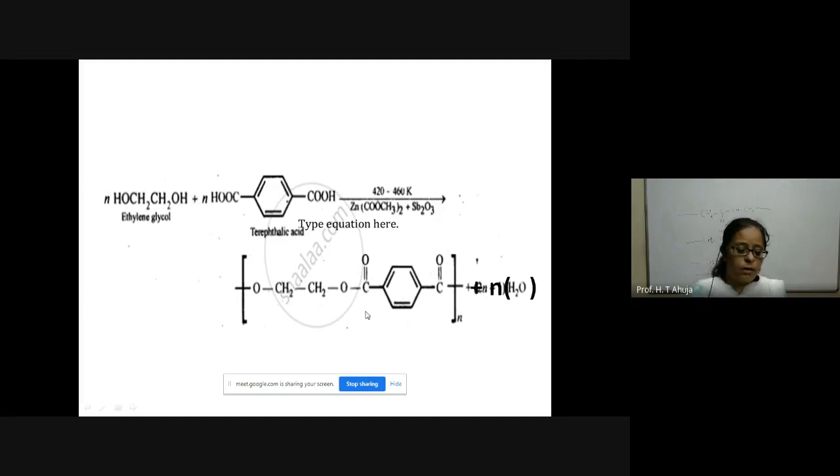Now see the structure nicely on the screen. Where I'm showing you the pointer, this C double bond O linkage is called the ester linkage. Since these units are joined together by ester linkages, and so many ester linkages are there, it's a polymer, and so we call it a polyester. And n number of water molecules are liberated.